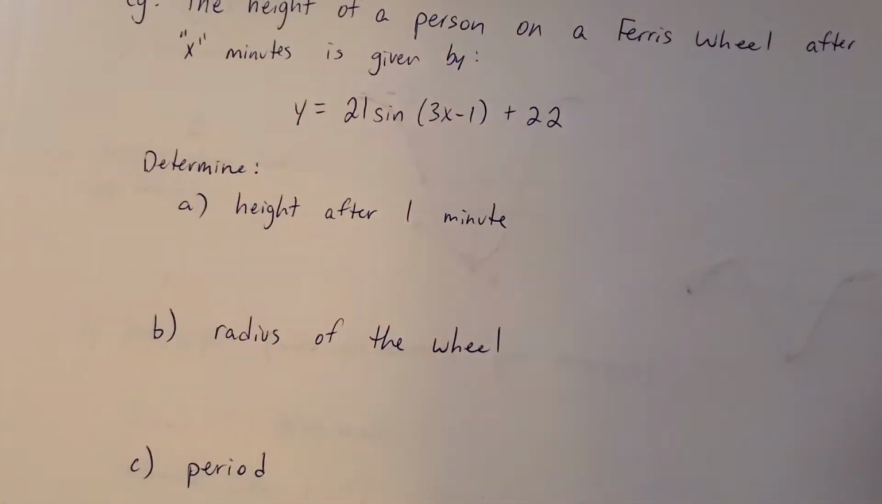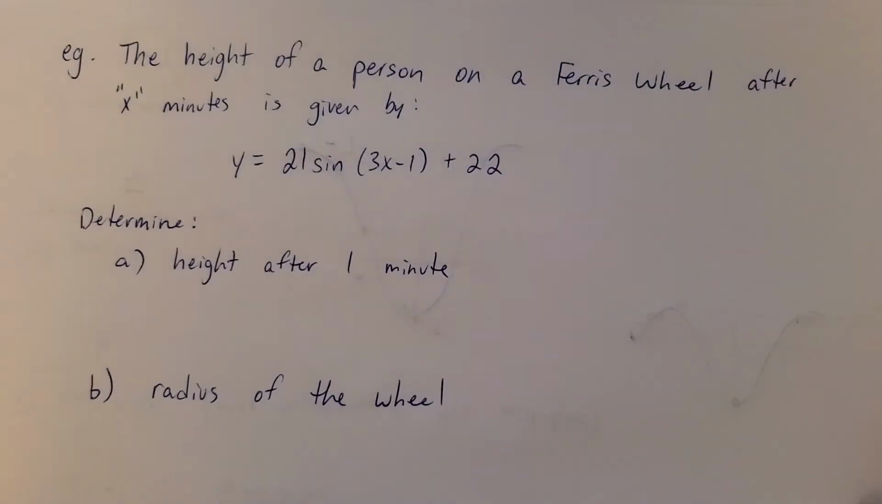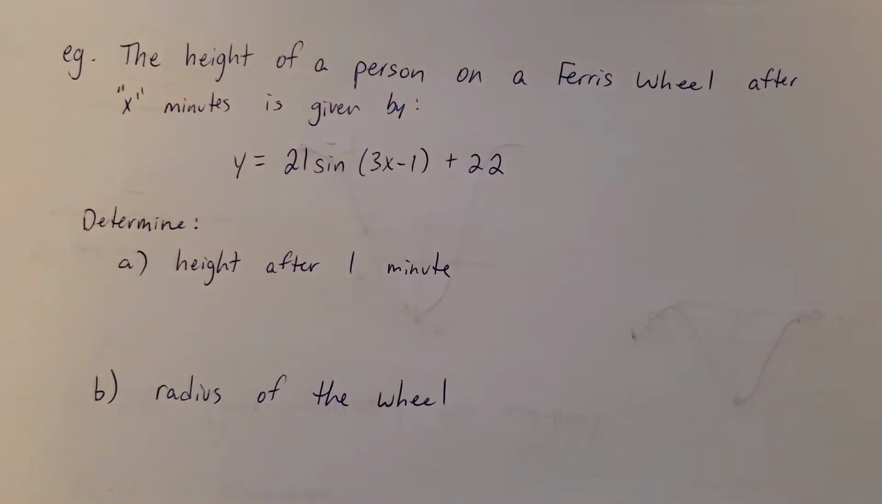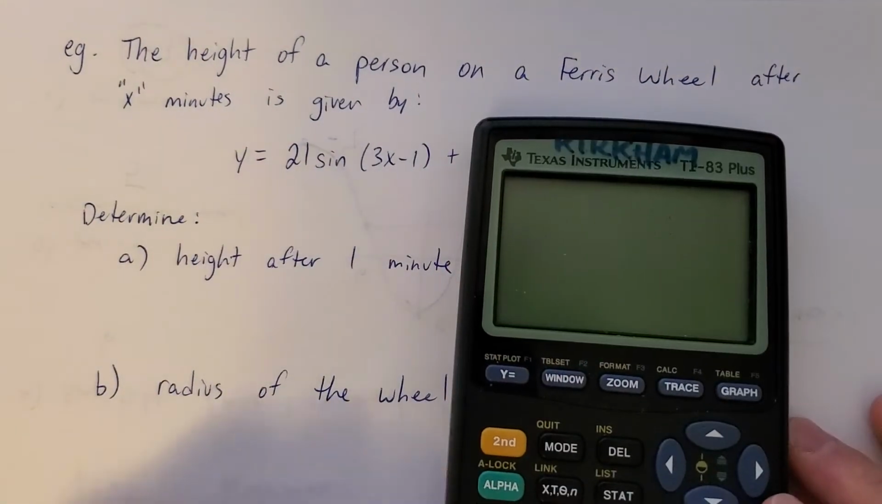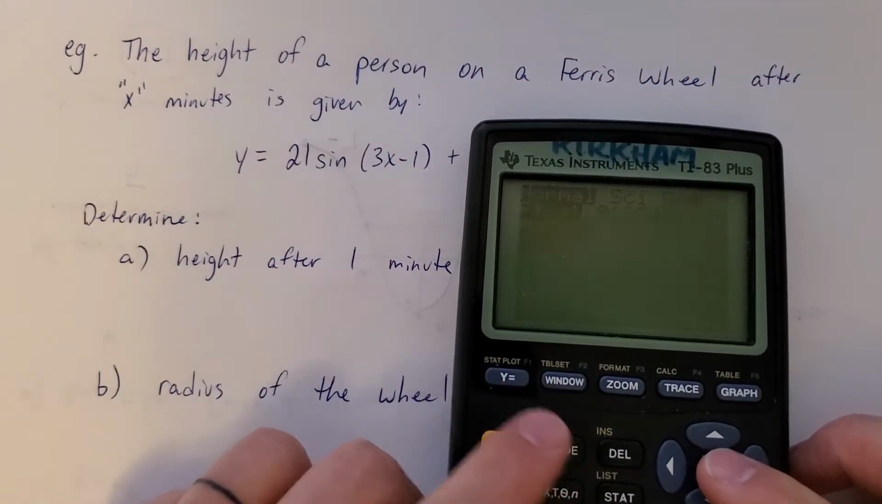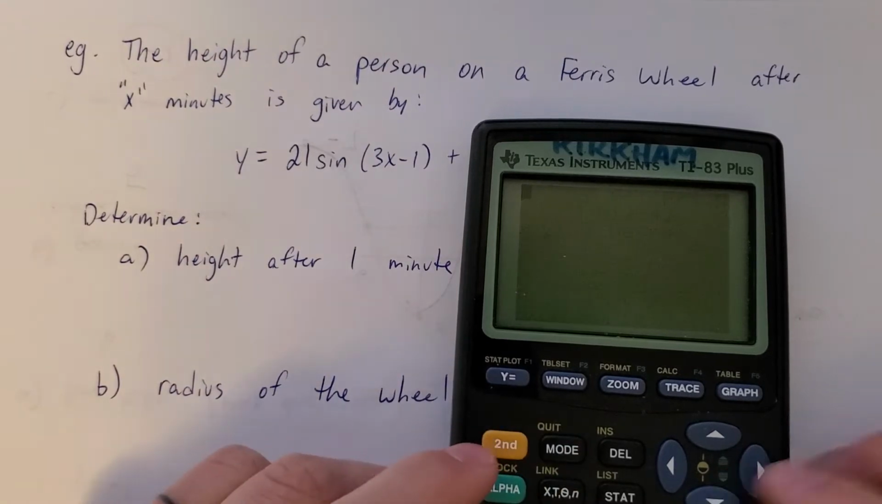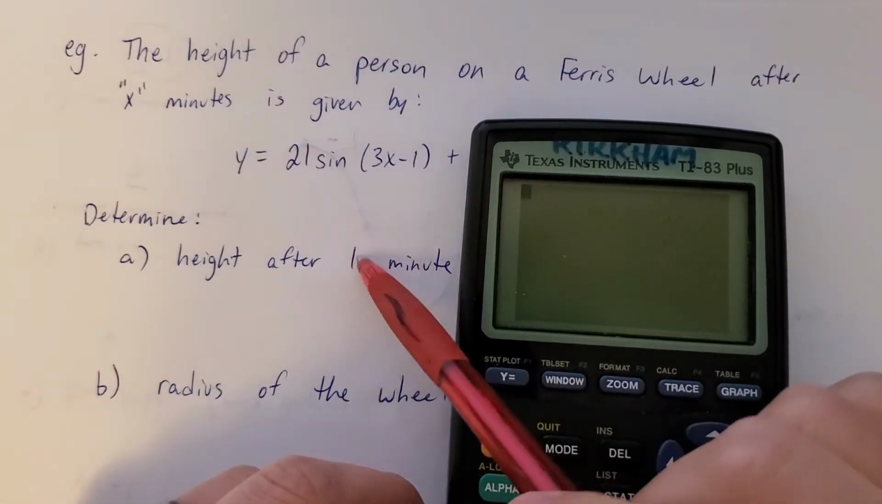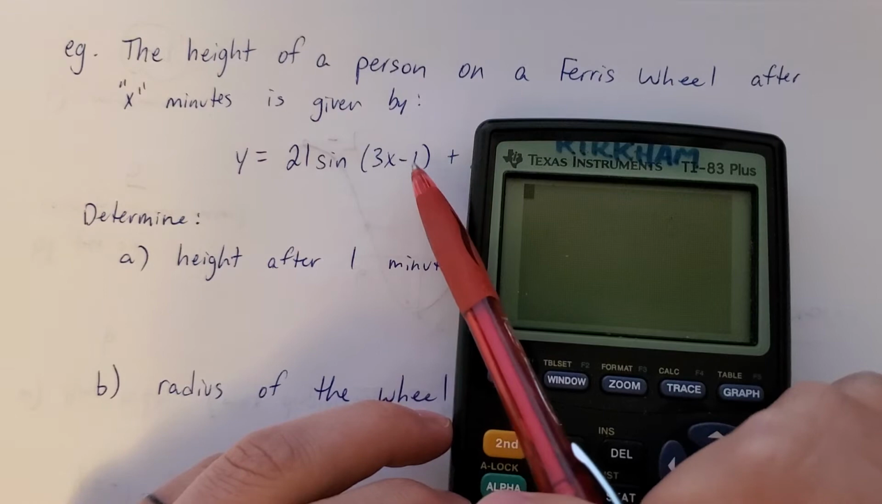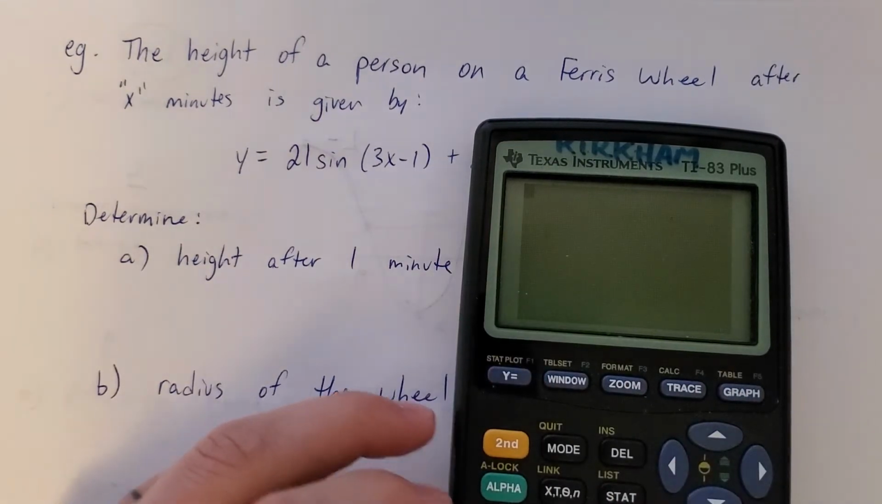Okay, let's do another example here. This is a good one. We're going to need our calculators here. So it's the height of a person on a Ferris wheel. Nice little equation there. You want to be in radians. Okay, so there I am. You can tell you want to be in radians because otherwise this would be in degrees. The horizontal shift would have to be in degrees.